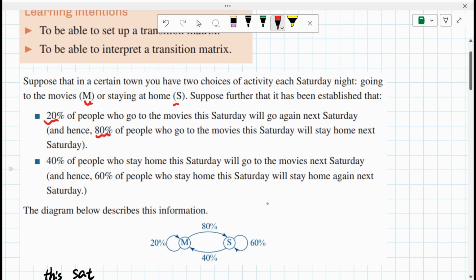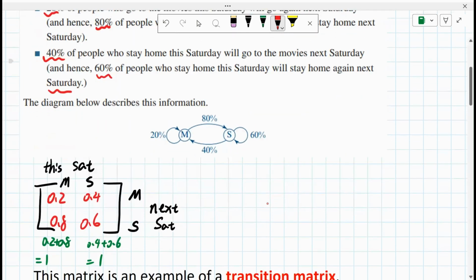And 40% of people who stay at home this Saturday will go to the movie next Saturday. And 60% of people who stay at home this Saturday will stay at home again next Saturday. So the network looks like this.